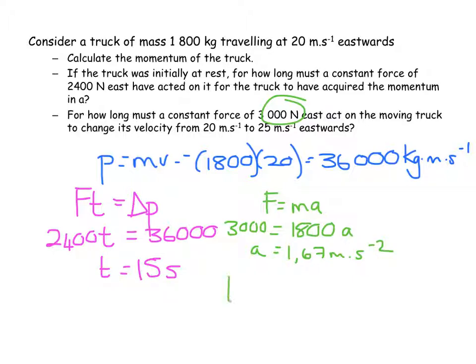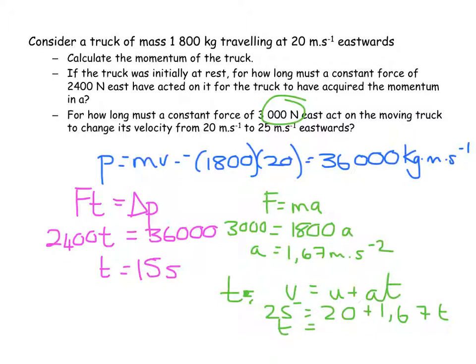So now I simply substitute into an equation of motion. I could have done this using impulse and initial momentum and final momentum. I happen to find equations of motion easier. So if I'm looking for the time, I'm going to say v is equal to u plus at. My final velocity is 25. My initial velocity was 20, 1,67 t, and my time turns out to be 3 seconds.